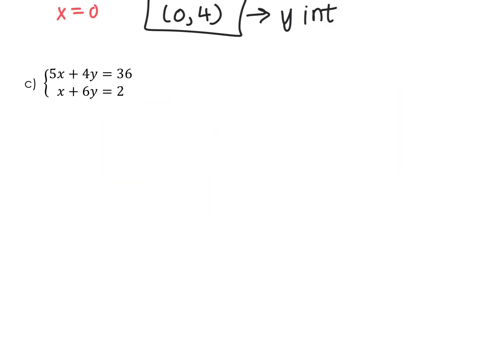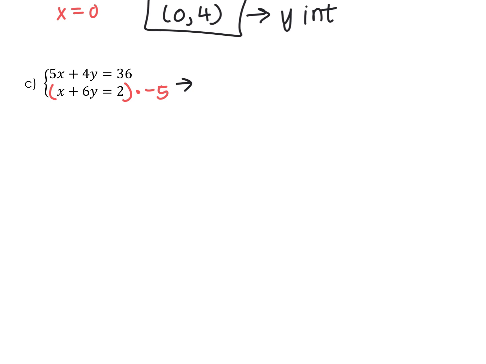So this last one, I want you guys to just look at it for a minute and decide what you want to do. Do you want to cancel the x's or cancel the y's? Okay, if you want to cancel the x's, what do you need to do? Multiply which equation by 5? By negative 5. Good. We'll multiply by negative 5 because we want the x's to be opposite so they cancel. If I just multiply by 5, I would get 5x plus 5x, which is 10x.